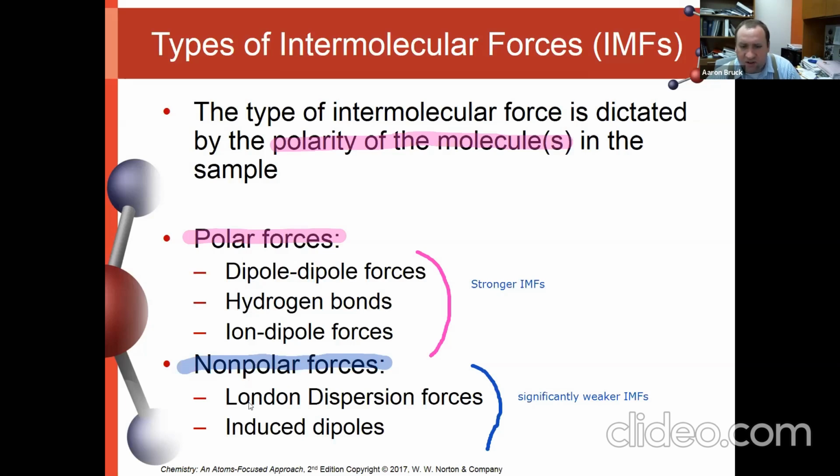On the nonpolar side, we have the London dispersion forces. We'll get more into that later. We also have what are called induced dipoles, where a polar molecule impacts a nonpolar molecule and causes it to temporarily polarize, and that does create a slight attractive effect, but it's considerably weaker.